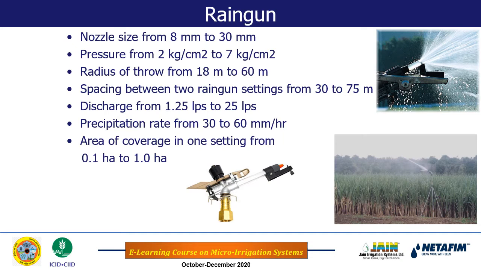Then there is another version of the sprinkler irrigation system. This is the rain gun actually. If we want to irrigate a large piece of land, say if I have a 1 hectare field, and I want to irrigate the entire 1 hectare of land with the help of just one nozzle, it is possible, with the help of the rain gun actually. It is not possible with the help of a conventional sprinkler or mini sprinkler. It is possible with the help of the rain gun.